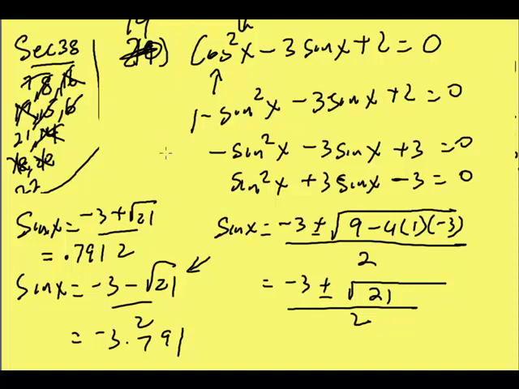Alright, I don't know how you did that, but anyway, this is the right answer. That's going to go away. Okay, I have sine of x is equal to 0.7912. What do I have to do to find x? Sine inverse, 0.7912. Okay, tell me what that is.